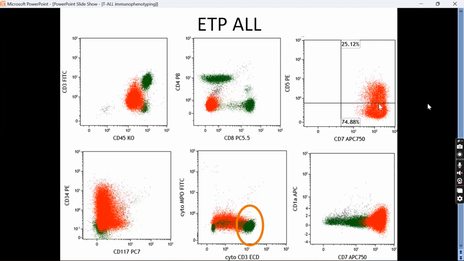Any doubts? Sir, can't we take double negative for CD4, CD8? Why have we taken only CD8 negative in the criteria? As per the criteria, these have been defined by multiple studies. CD4 was not taken because CD4 can be expressed in some cases of ETP-ALL, so they have taken CD8. Sorry? It is a late marker. CD4 is acquired late, so how can it be positive?